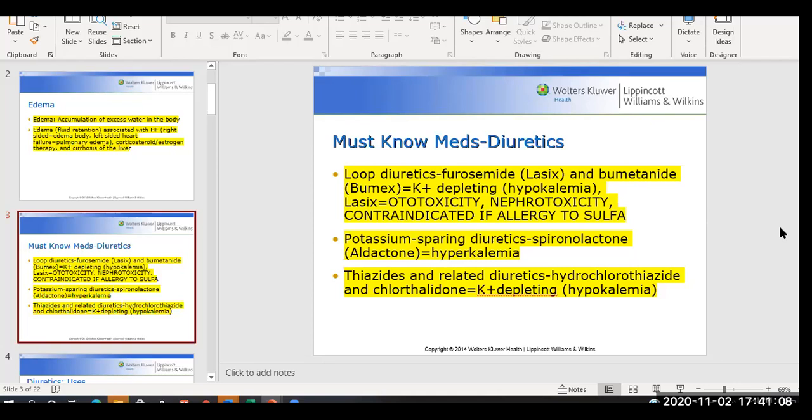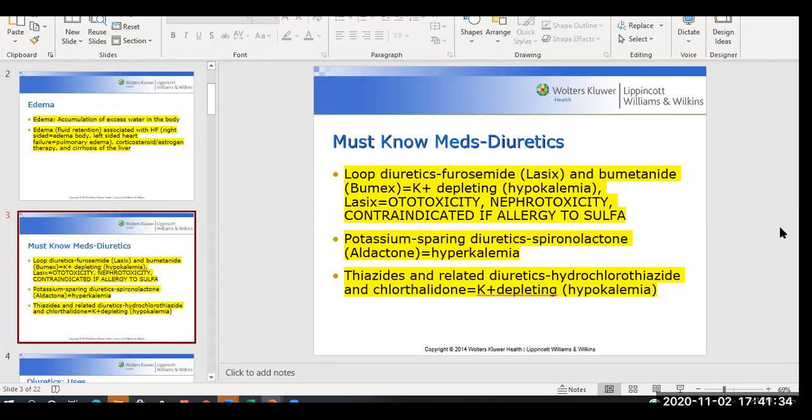And they're potassium depleting, okay? Potassium sparing, there's only one, spironolactone. And spironolactone's biggest issue, because it's potassium sparing, it can cause hyperkalemia. So remember, if it's low or if it's high, potassium's the queen mother. And because it's the queen mother, you're going to address that before anything else. That is your nursing priority.